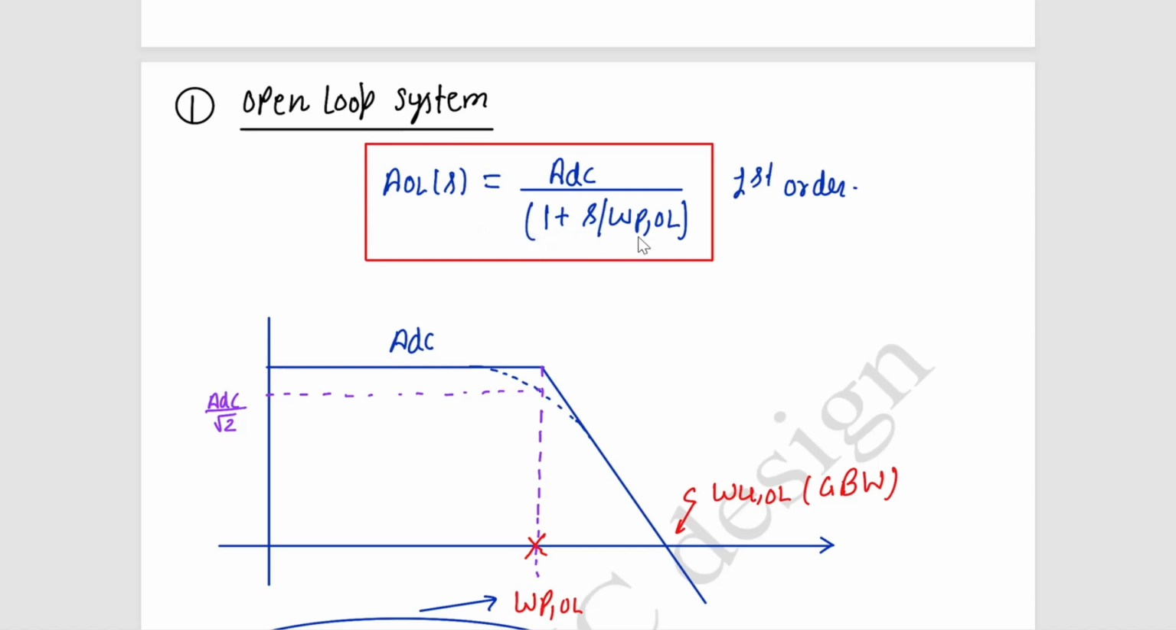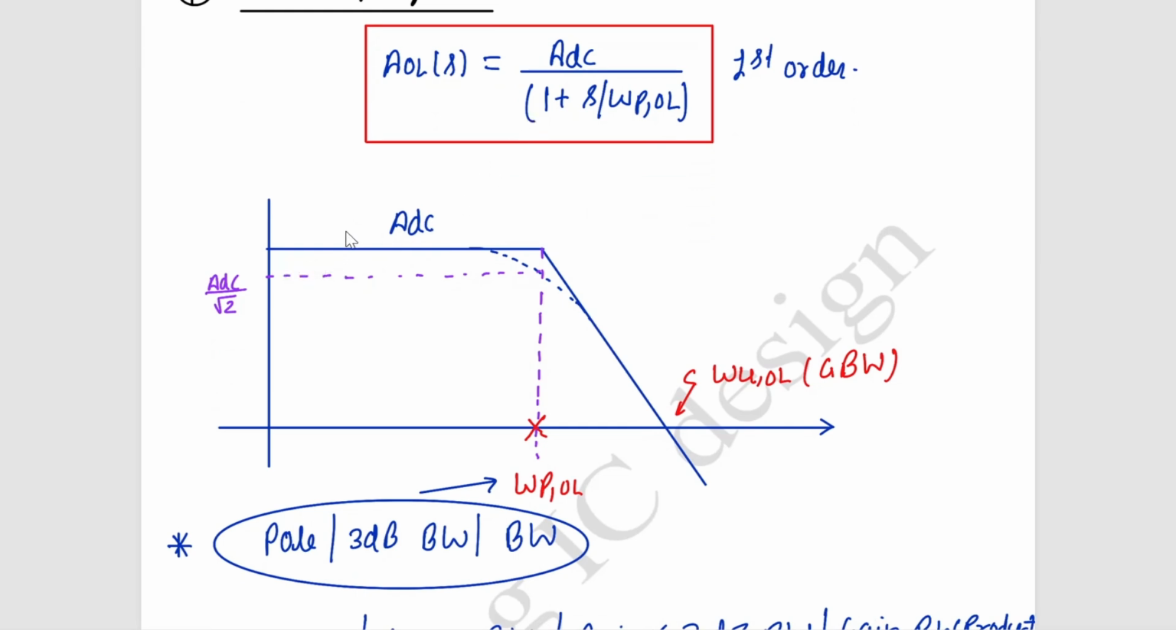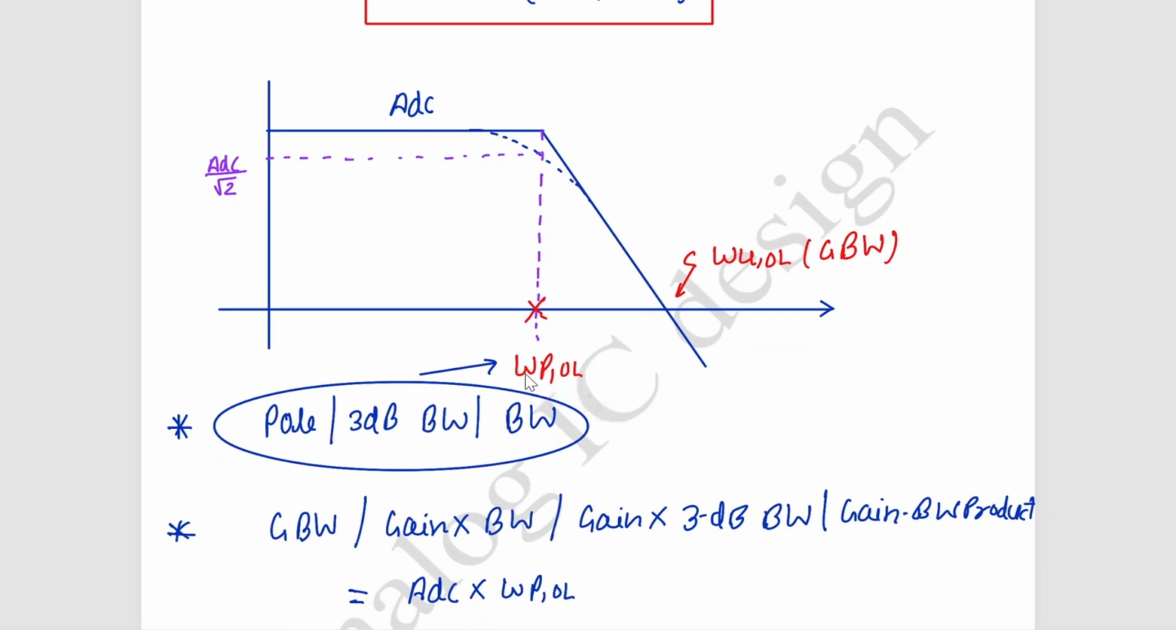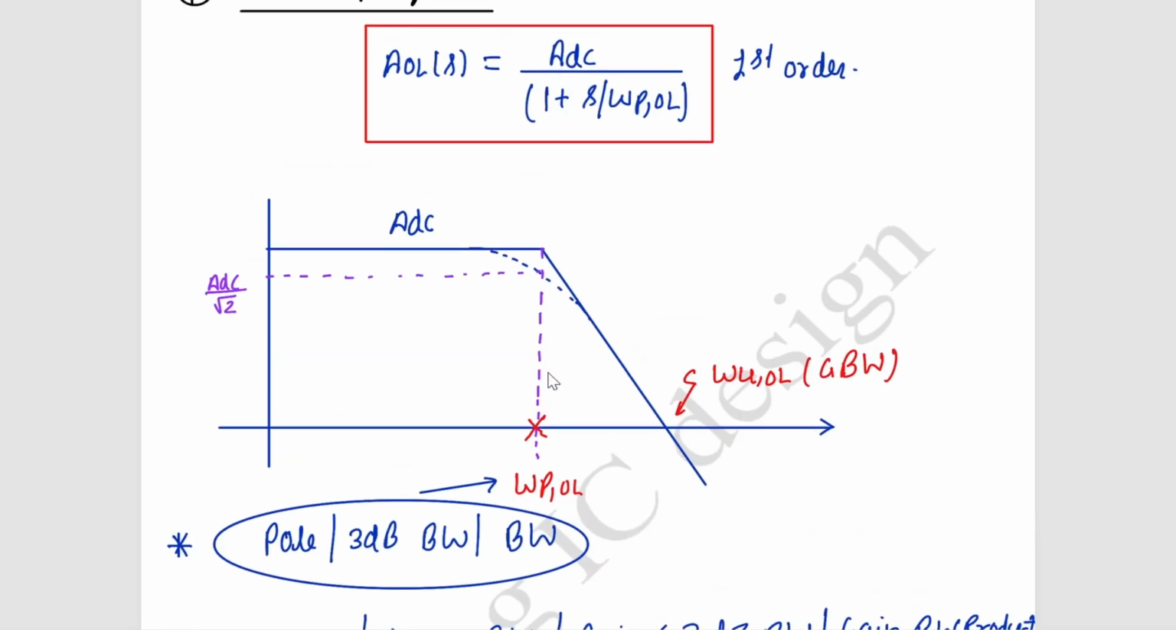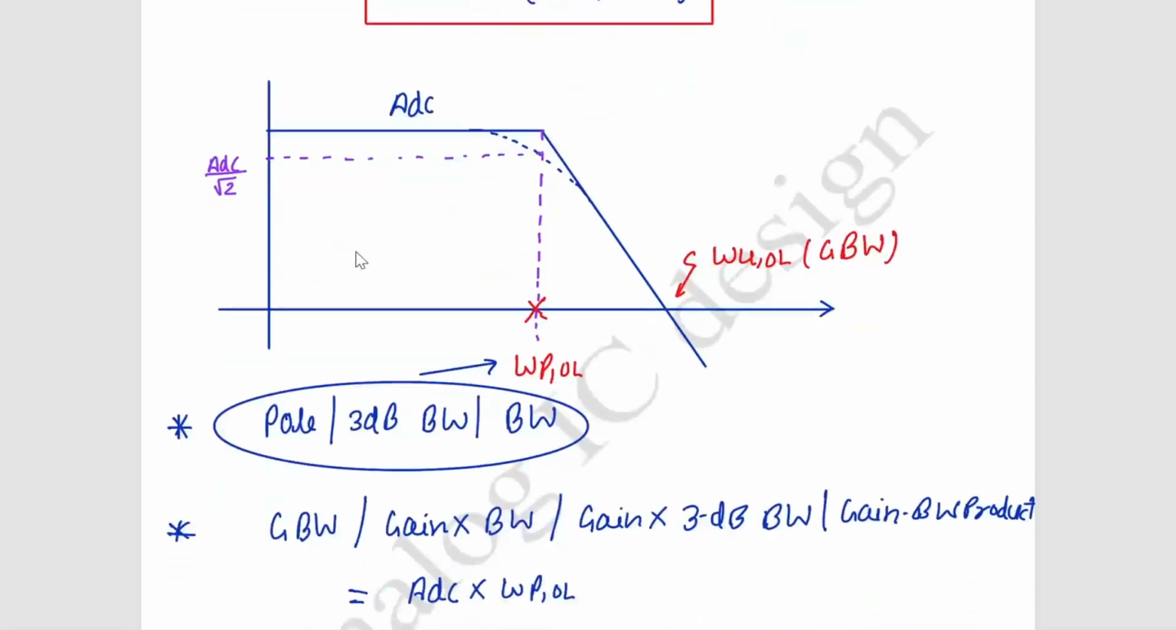It's a single pole system whose DC gain is ADC, with the pole location at omega p open loop. The Bode plot of this system will be ADC, and it will start to attenuate by 20 dB per decade at the pole location. So what is the pole location? Pole location or 3 dB bandwidth, these are all the same thing. Because when you put omega equal to omega p here, you will get ADC by root 2, and that is 3 dB. So we say pole location as 3 dB bandwidth.